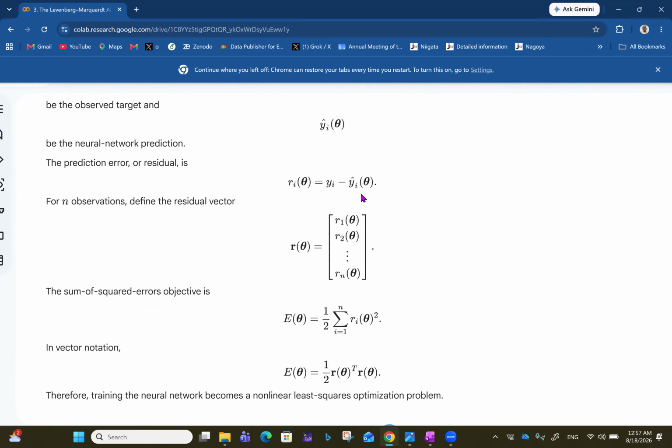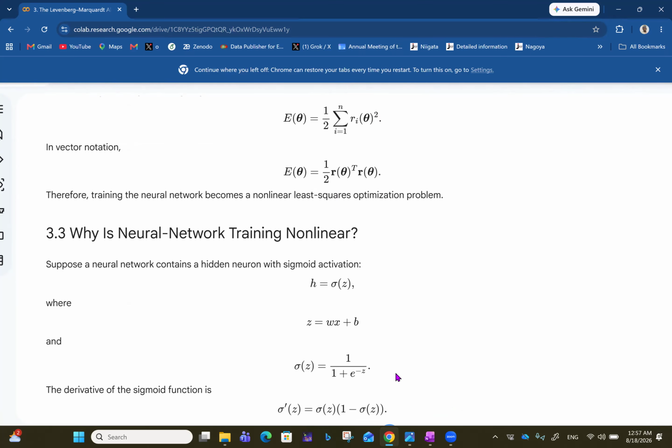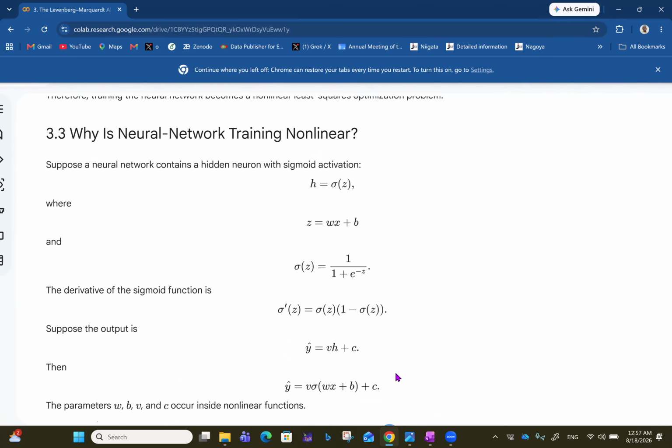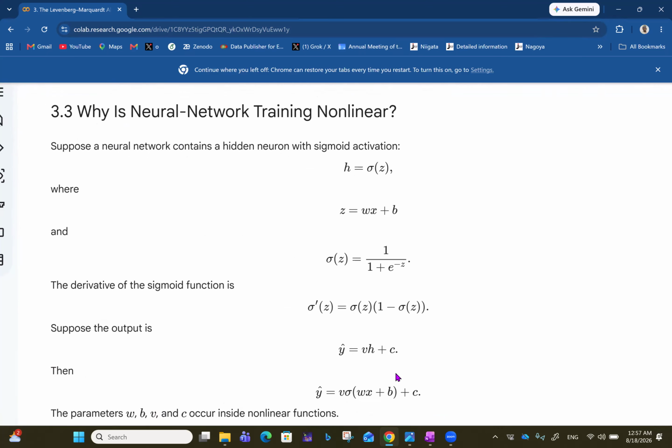That's the difference now. So it's more or less like the mean squared error we've always talked about under artificial intelligence. So in vector notation, we can say E of theta is half r of theta transpose r of theta, like that. So therefore, training the neural network becomes a nonlinear least squares optimization problem. It is nonlinear because of the square you have here, and because you are multiplying two matrices like that. Now, another question is, why is neural network training nonlinear? Suppose a neural network contains a hidden neuron with sigmoid activation h equals sigma of z.